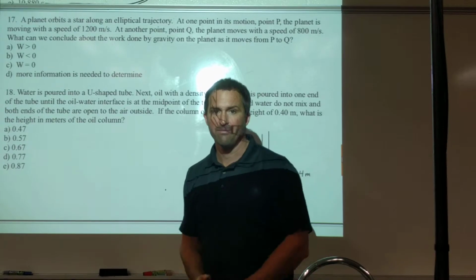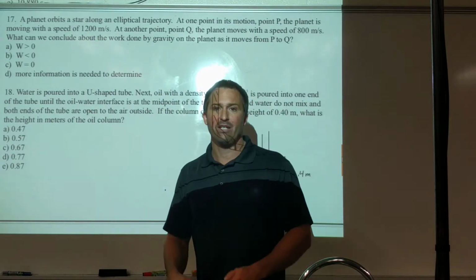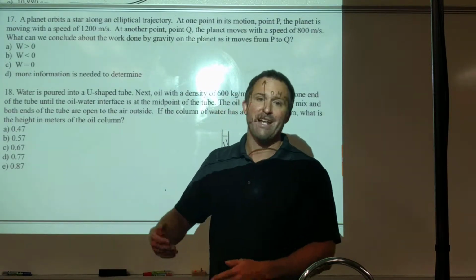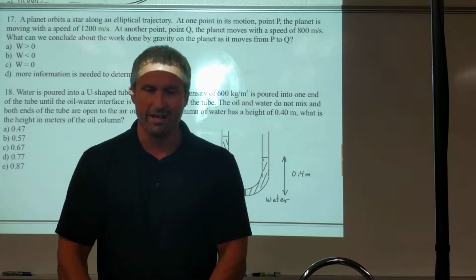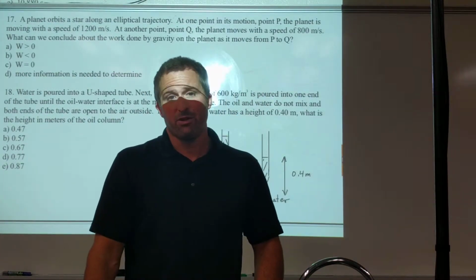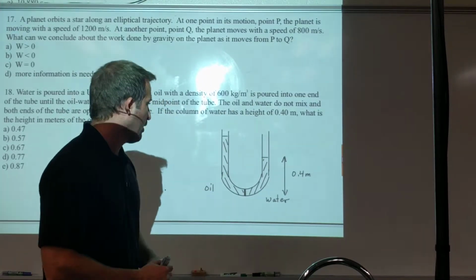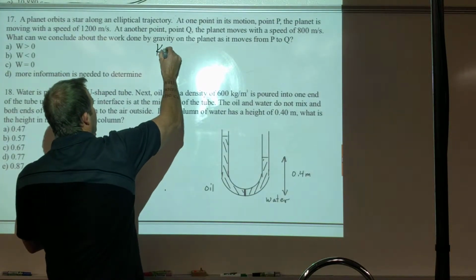800 meters per second. And so there's a question: how much work is done by gravity on the planet as the planet moves from the first point to the second point? And we're actually going to answer this question not really with any calculation. We're going to answer with our work energy equation. Let's take a look at our work energy equation here.